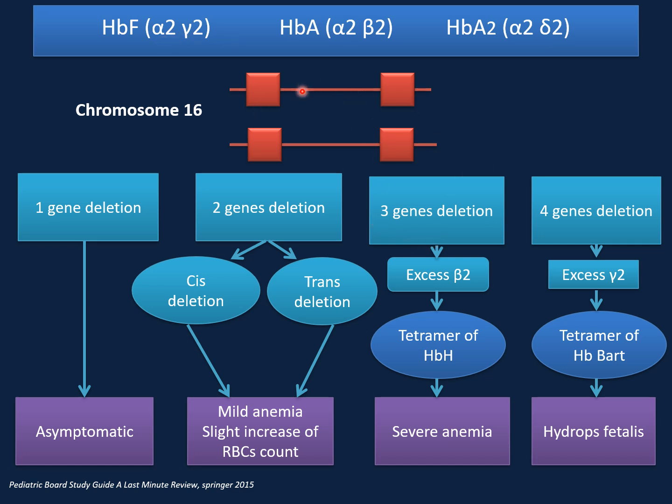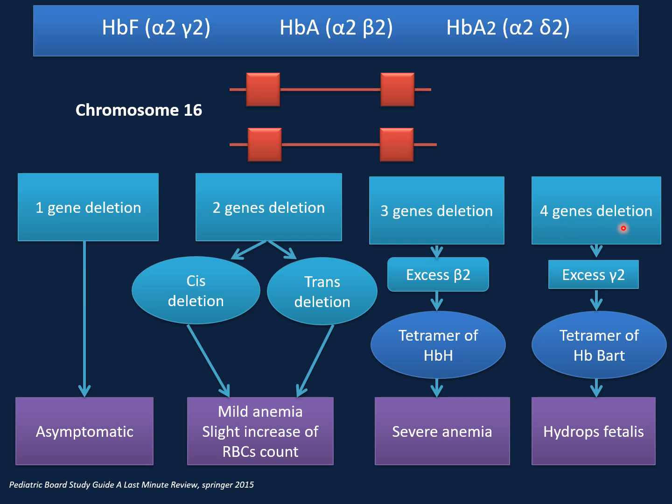If you have 3 gene deletion, 2 here and 1 here, or 2 here and another here, this will present as 3 gene deletion with excess beta 2. So if you have a decreased production of the alpha 2 here, the beta 2 will combine with another beta 2 and will give you beta 4, which is beta tetramer, and this tetramer will be known as hemoglobin H. This hemoglobin H will cause severe anemia, and this will be easily identified because of the severity of the symptoms. This may be discovered accidentally when they do CBC for any other reason.